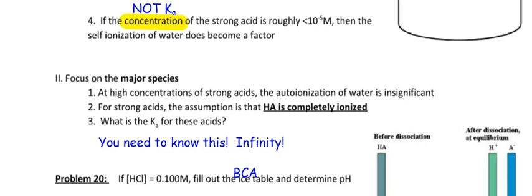All right, so let's look at problem number 20. If you have a strong acid, HCl, at 0.1 molar, fill out the ice table and determine the pH. Well, check this out. Before dissociation, here's my 0.1 molar strong acid. Afterwards, I have the same amount of my H plus and my conjugate base, don't I? Why did I write a BCA, not ICE? Why would it be a BCA? Because this is a strong acid. It goes to completion, right?